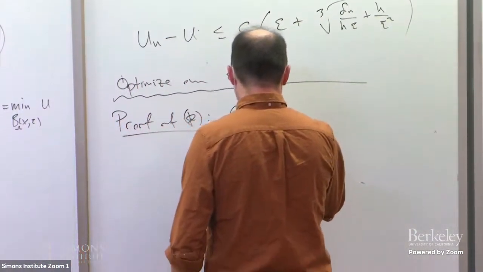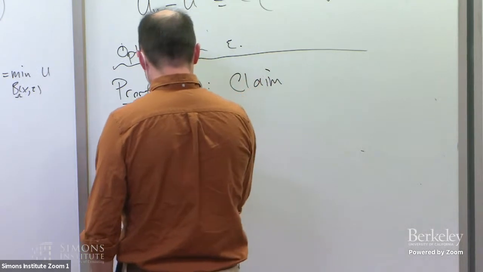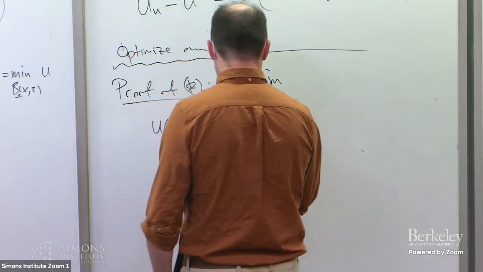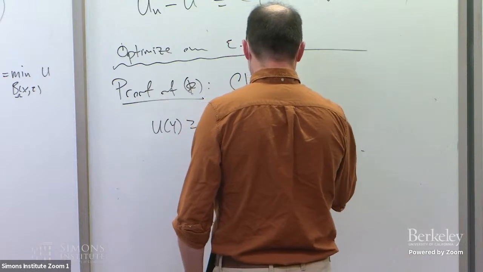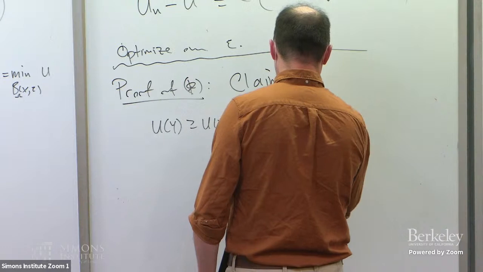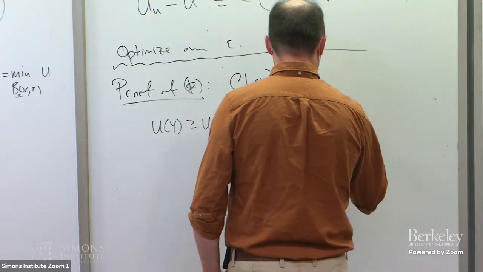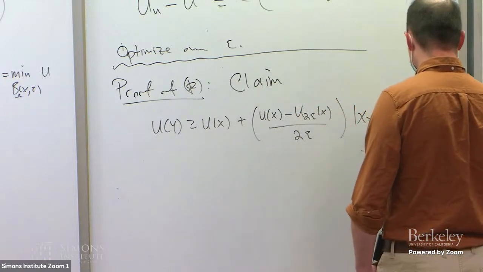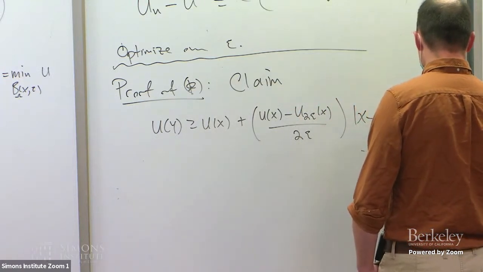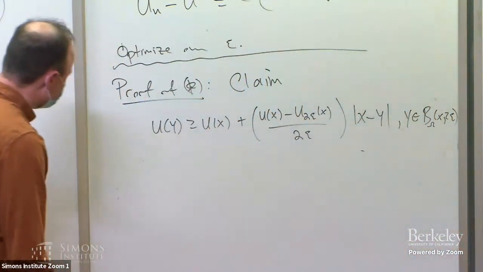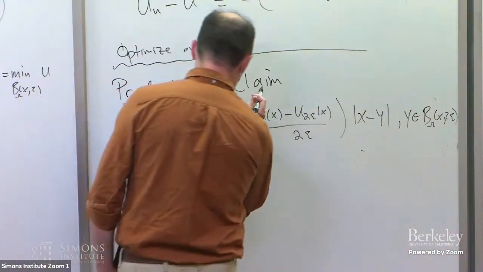Okay, so the first thing is I claim that u of y is bigger than u of x plus u of x minus u of 2 epsilon x over 2 epsilon. Okay, I claim this is true for y in the 2 epsilon ball around x. I have to wave my hands a little bit to get this. And there's, of course, a minus here, sorry.